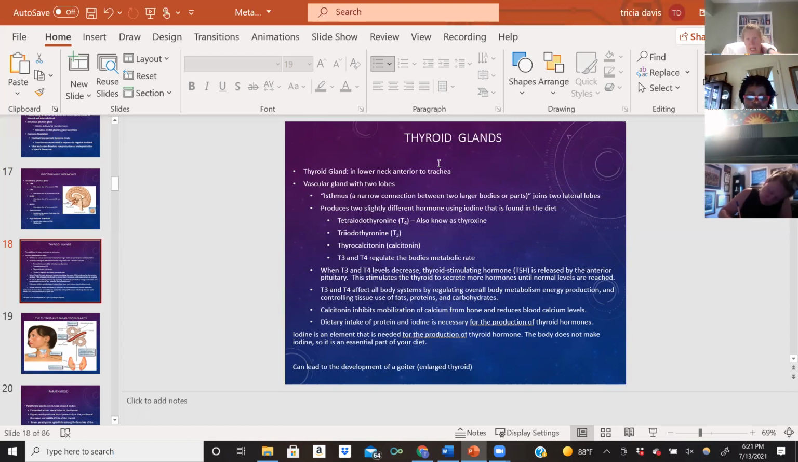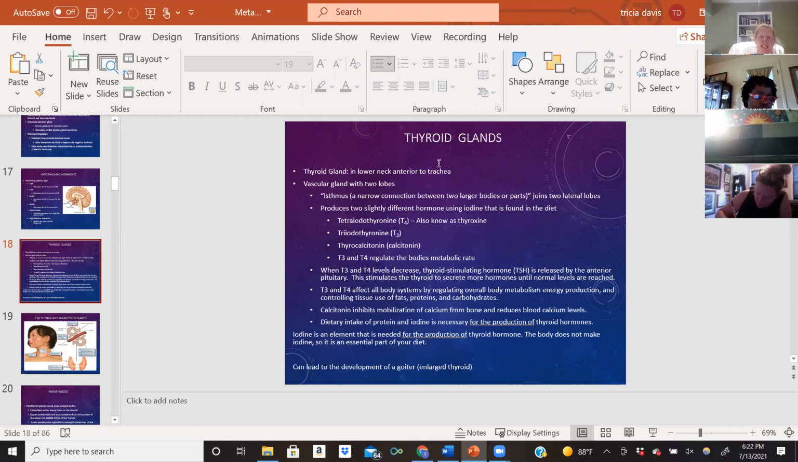The thyroid produces two slightly different hormones using iodine that we get through our diet. It's not something that our body makes. So the thyroid will make T4 and T3. T4 is also known as thyroxine. I'm not going to say those big names; we never say them in the nursing world. It's either T4 or T3. We're going to talk more about what they do, but for this slide, I just want you to know what the thyroid gland secretes. So it secretes T3 and T4.